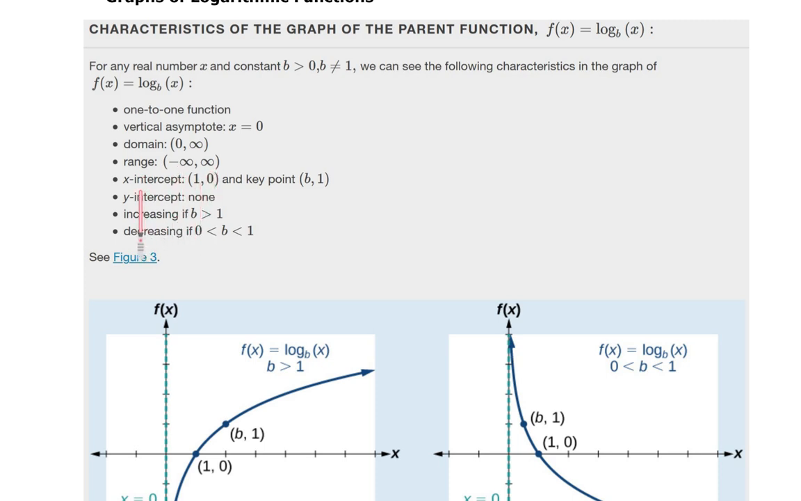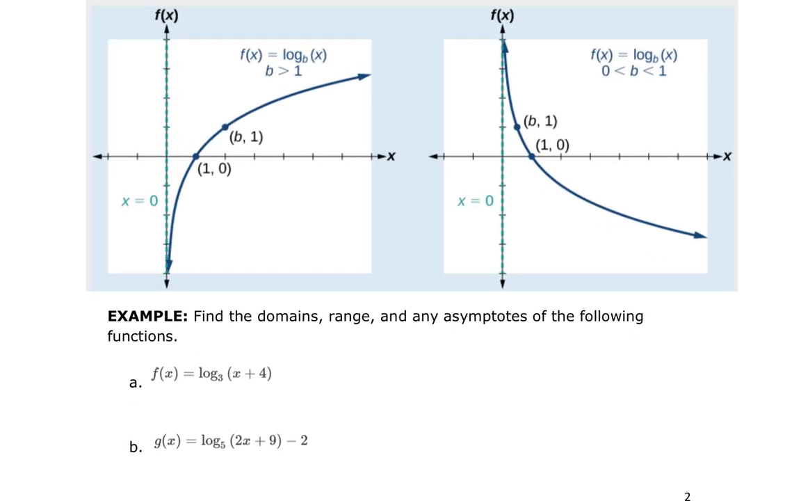The x-intercept, now we have an x-intercept, is going to be 1, 0. We're going to have a key point at my base value, whether that's e or 10 or 2 or whatever. It'll be 2, 1. There is no y-intercept without a transformation. It is always increasing if my b value is bigger than 1, and then it's always decreasing if my b value is a fraction between 0 and 1. So here's a decreasing. This is a b that is a fraction, and here is the increase, and here's a b. The base is bigger than 1.